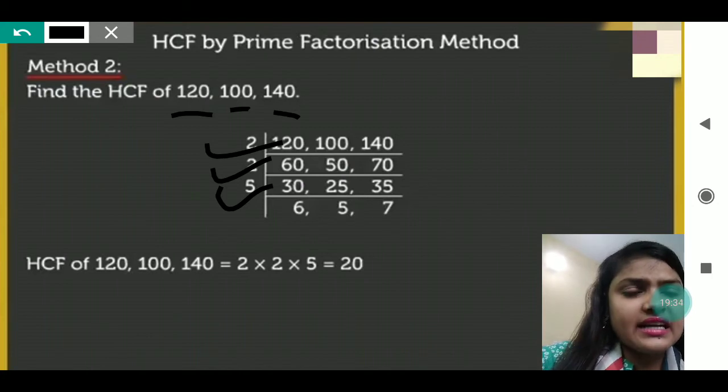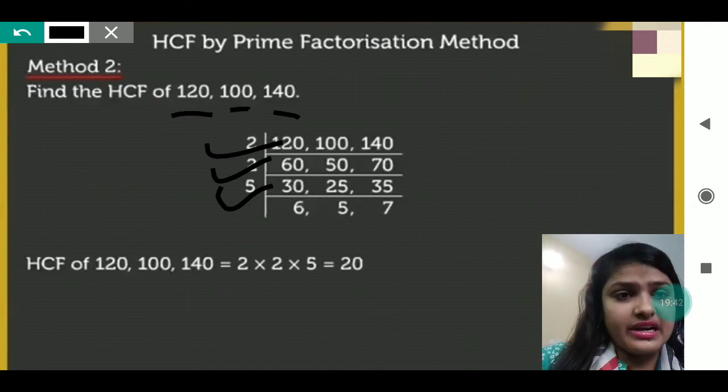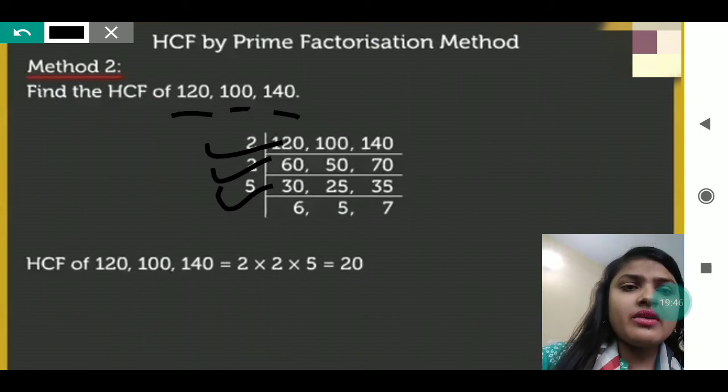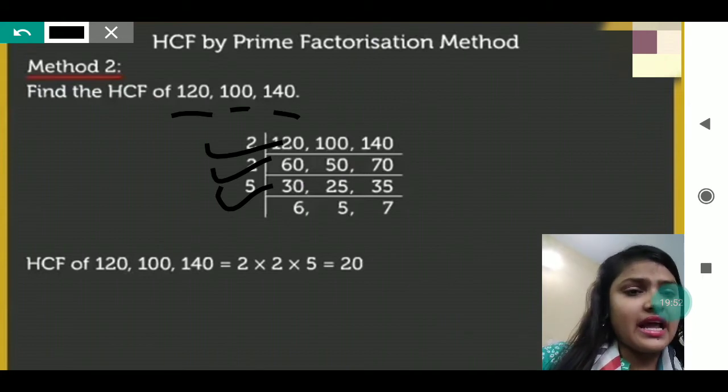Okay, now I see that 30, 25 and 35 are not divisible by 3, 2 or 4, any number like this. But they are divisible by 5 completely. So when I divide 30 by 5, I get 6. When I divide 25 by 5, I get 5. When I divide 35 by 5, I get 7.